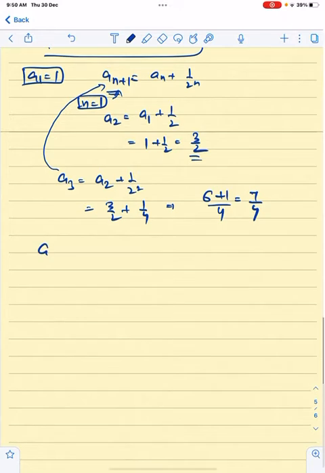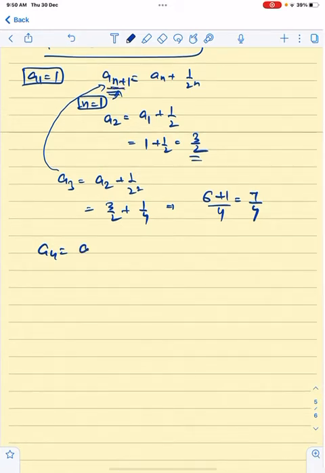Next is a4. What value do you have to put here in place of n? 3. So if you put n equals 3, you will have a4 equals a3 plus 1 upon 2 raised to power 3, right? Again the value of a3 is known, so now you can calculate this. So 8 will be the LCM, then 14 plus 1, that means 15 by 8.